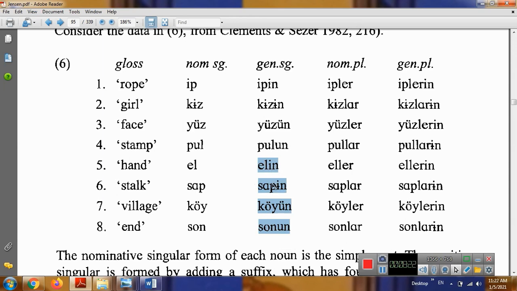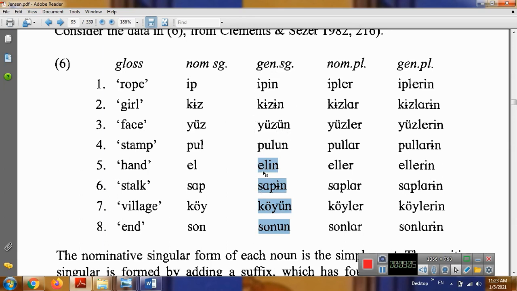Here we have a. According to the a, we choose e. We have a, and here we choose e. We have u, we choose u. If you pay attention to this data, they are not the same as the vowel of the root, but they are near to this vowel. When the vowel of the root is high, the vowel of the suffix is high, the same as the vowel of the root.